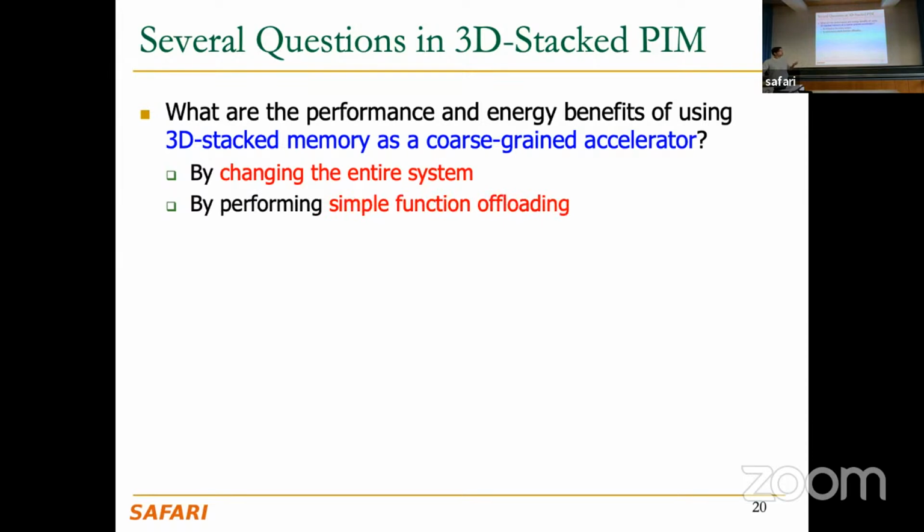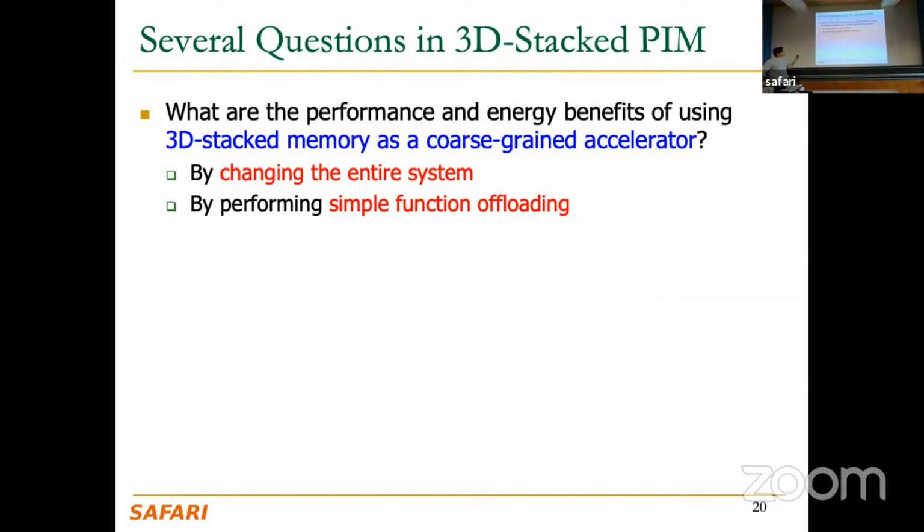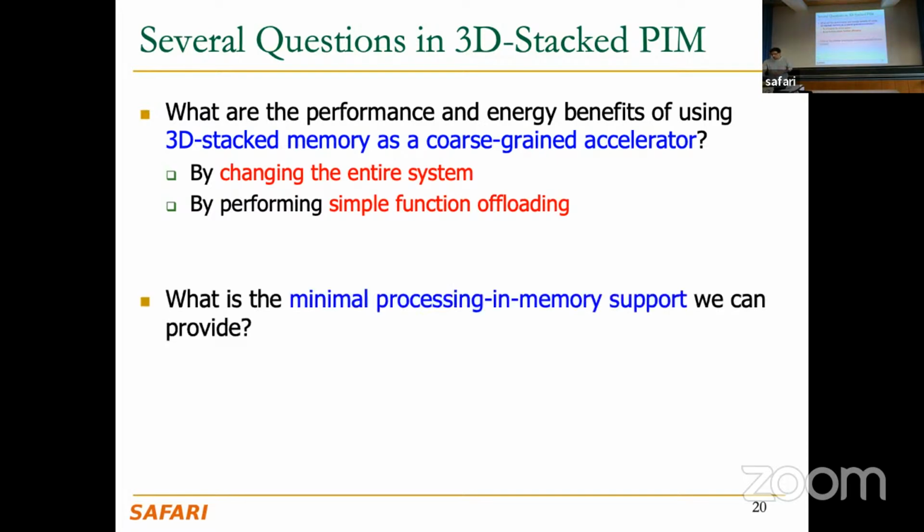One way is changing the entire system, creating a complete external accelerator, as it could be a GPU or an FPGA, but now created using 3D stack memory. The second possibility could be to perform some simple function offloading. You keep using the CPU most of the time, but from time to time, some functions, some small or simple kernels are offloaded to the PIM side. We are going to see a couple of examples of these.